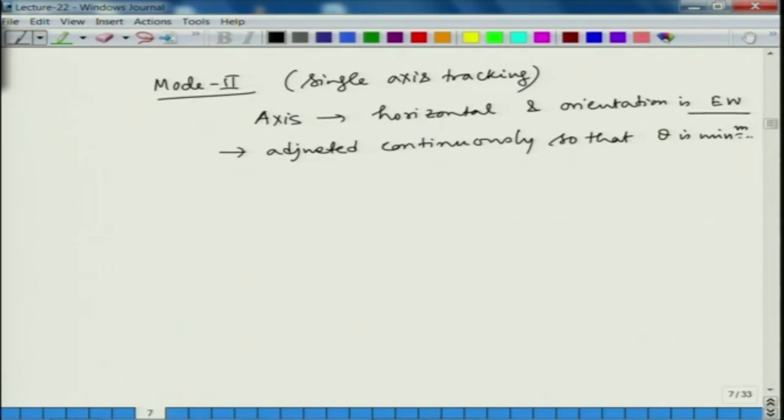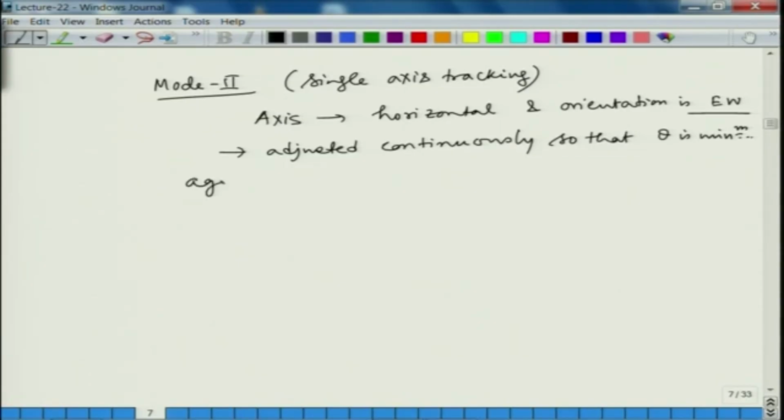What does it mean? Theta is minimum means your incidence angle is minimum, that means the intensity is maximum. Earlier, only at solar noon we were getting perfectly normal incidence, but at other points of time we were not getting it perfectly normal, or not even trying to minimize the angle of incidence. Here we are continuously adjusting it, so that the theta angle is minimum. So, let us see what would be the implication of this mode 2 tracking system.